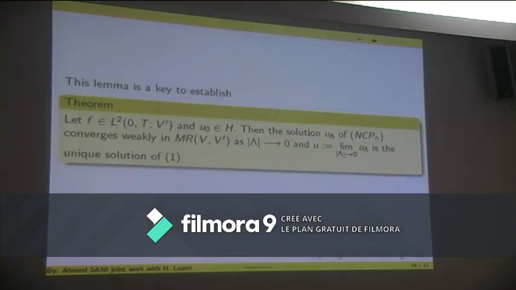Good. Alors, this lemma allows us to prove this theorem, which gives another proof of the problem posed by Lions. How? It suffices to prove that our sequence u_lambda, which is the solution of the approximate problem, converges to u, which is the solution of problem 1 posed by Lions.